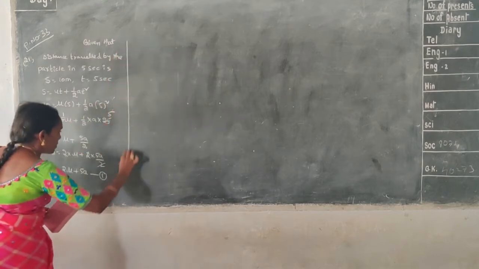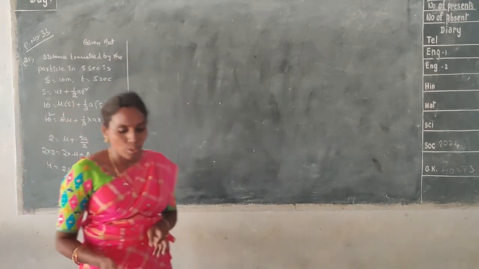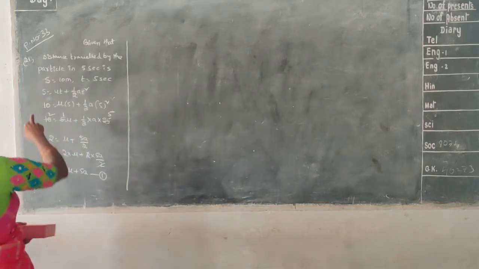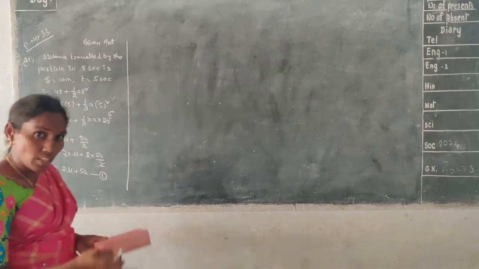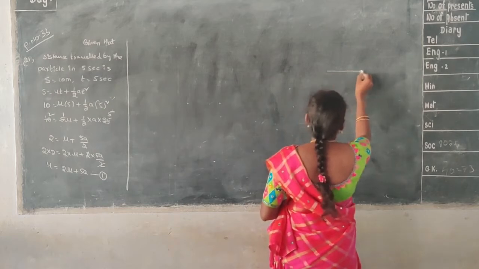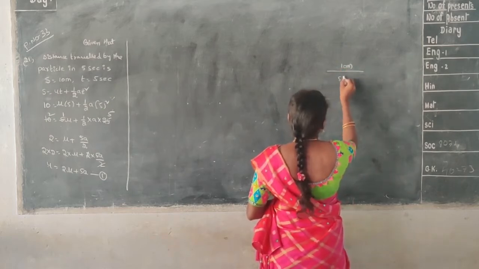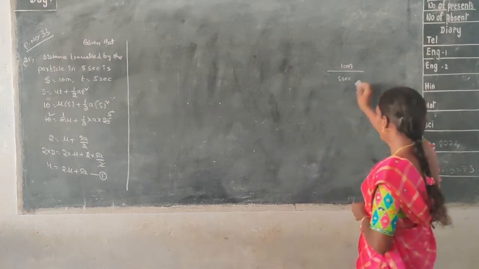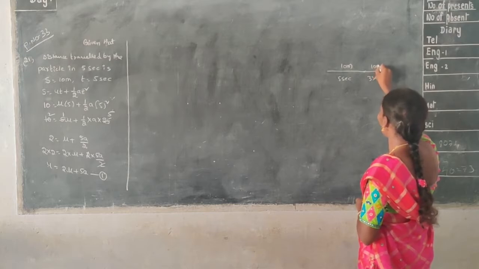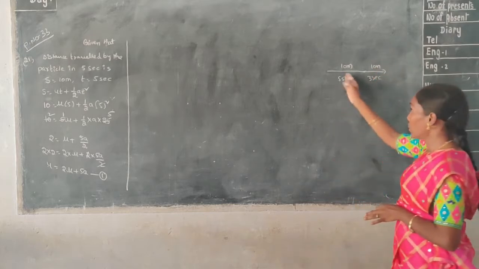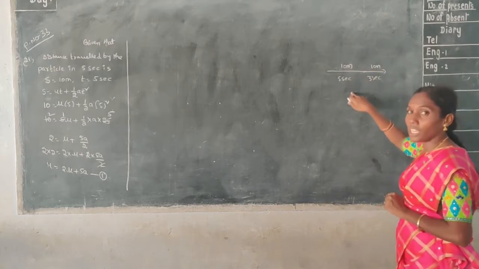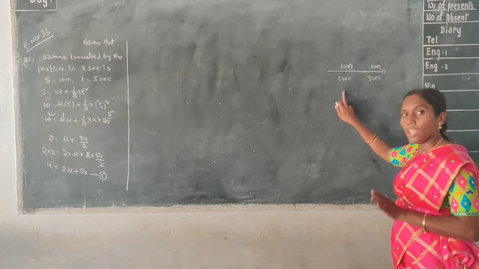See the next equation. In the first 5 seconds, the distance travelled by the body is 10 meters. In the next 3 seconds, the distance travelled is also 10 meters. Look at the board, see the figure. Here the total distance travelled by the body is 20 meters.